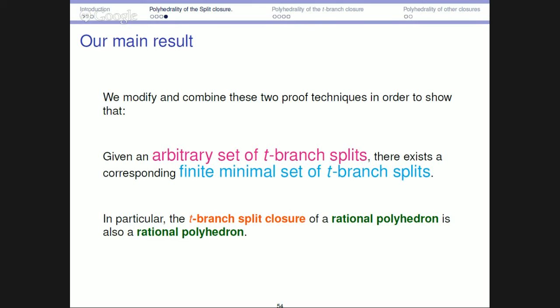So what we prove now, finally, is coming our result in slide 54. We prove the same result. Actually, not just polyhedrality, but we prove that for the T branch now, not the splits are one branch. We prove that for T branch, there is always a finite minimal set of T branch splits that dominate any other T branch splits. And in particular, this proves that the set is a polyhedron because you only need finitely many in the intersection.